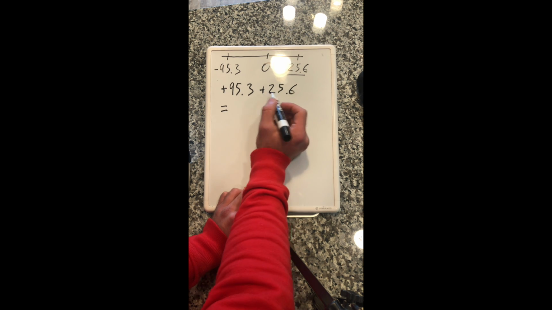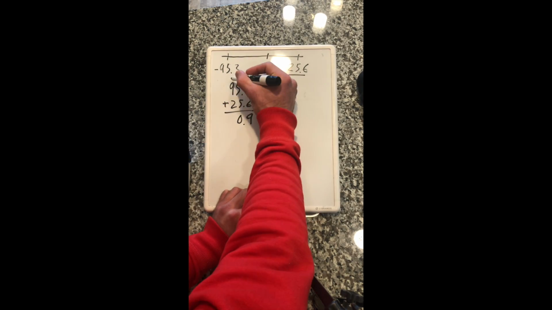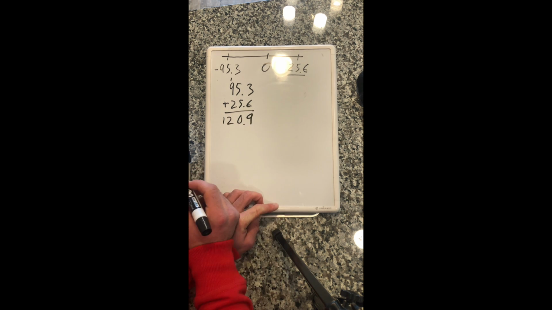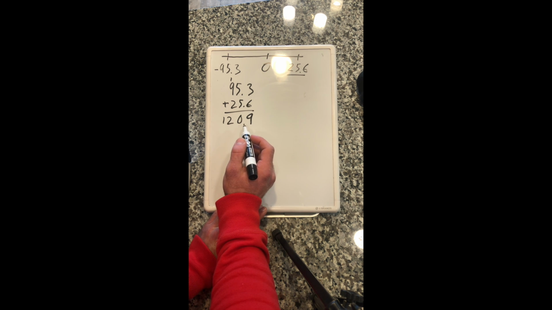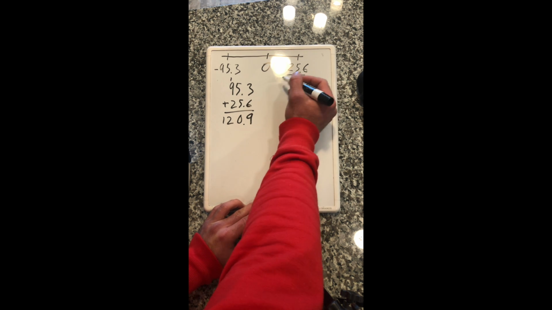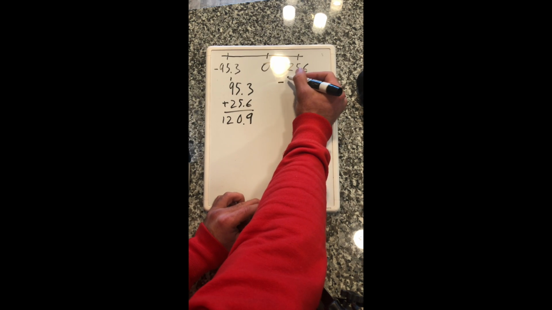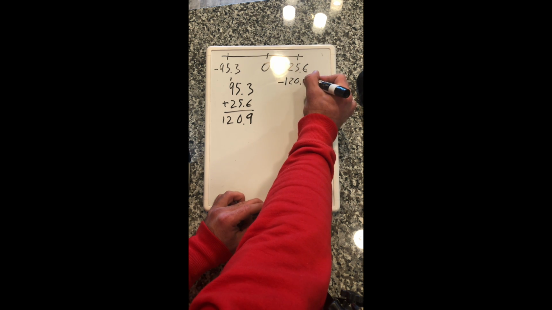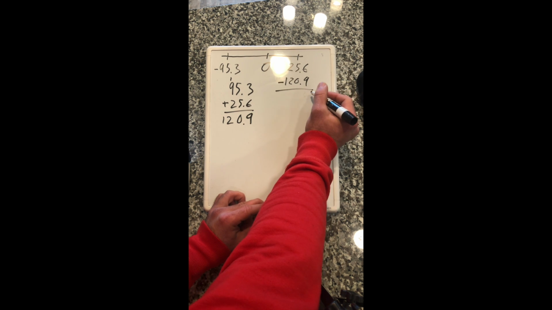Okay, let's solve it. So 95.3 plus 25.6 is 120.9. That's not true. That's not how we do math. But is it not the difference between these two values? That's how you get the value. So if you subtract this from 25.6, it is going to equal that.